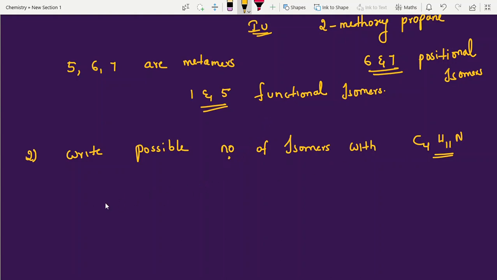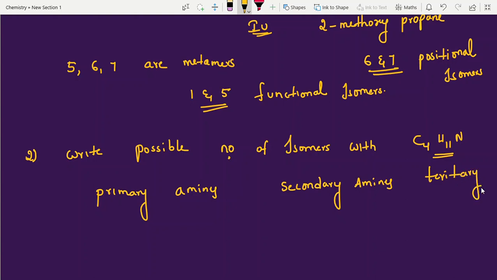So this is amines. We have primary amines and secondary amines, and next one, tertiary amines. How many primary possible? How many secondary possible? How many tertiary? Total number of isomers. Everybody comment me the answer. Okay, everybody try to do this.